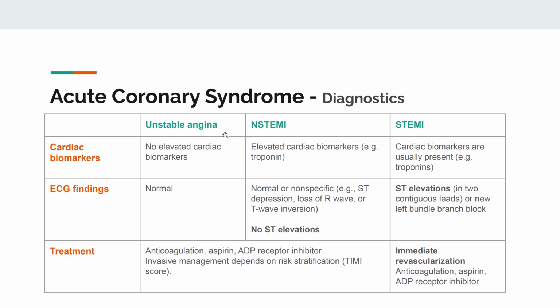And in the unstable angina NSTEMI spectrum, here the risk benefit for thrombolysis just isn't there. So you don't do thrombolysis, but you do everything else. So you give antiplatelet drugs, so dual antiplatelets, and also heparin. But you don't do the clot busting therapy.